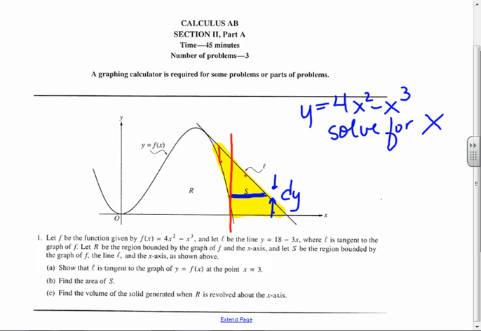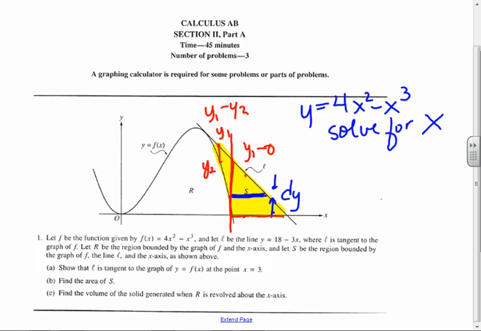But what happens when I get over here? It's the line minus what? What's the value here? 0. So this is y1 minus y2. I'll label it y1. I'll label that y2. And this is y1 minus 0. So I have to set up two integrals. And there is no other way to do this problem because you can't solve for x. At least I don't know how to do it.